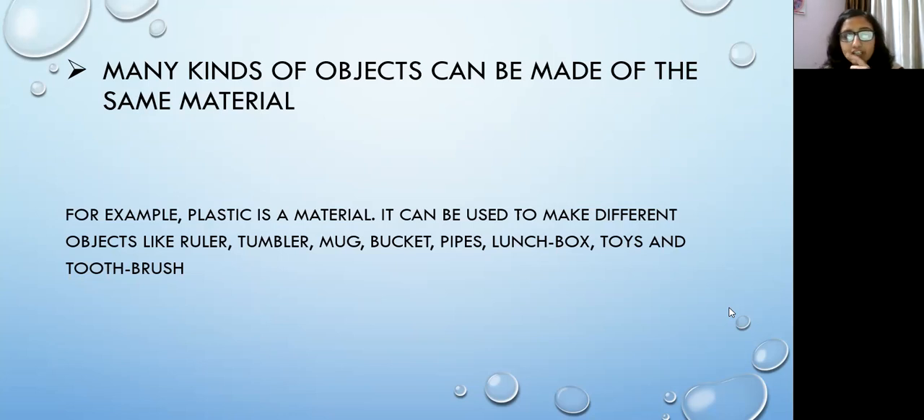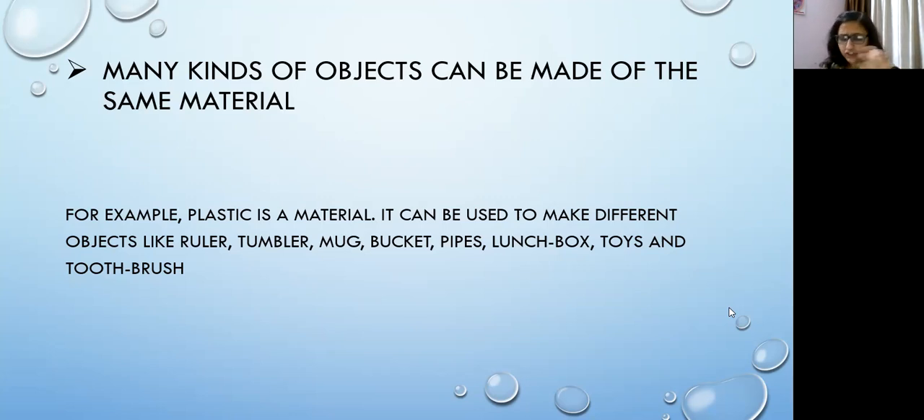Now, it can be used to make different objects like cooler, tumbler, mug, bucket, pipes, lunchbox, toys, and toothbrush. So these are the examples. All these objects are made up of the same material, that is plastic. Okay. So some other examples we can also take. Here we were talking about the material plastic. If I talk about some different material, suppose wood.